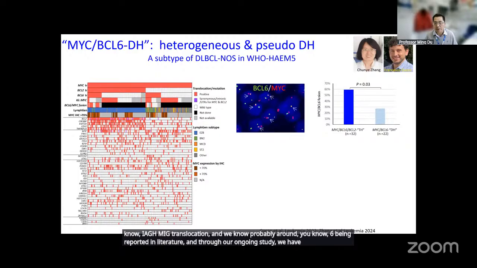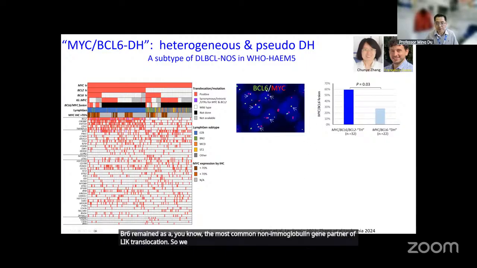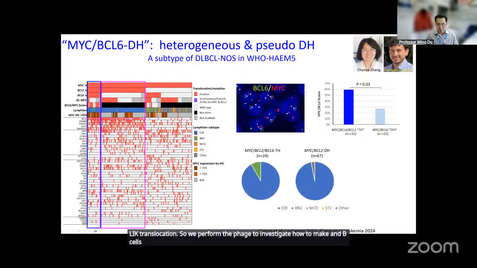identified more than 20 MYC translocation partners. But BCL6 remained as the most common non-immunoglobulin gene partner of MYC translocation. So we performed a FISH to investigate the MYC and BCL6 fusion in diffuse large B-cell lymphoma.